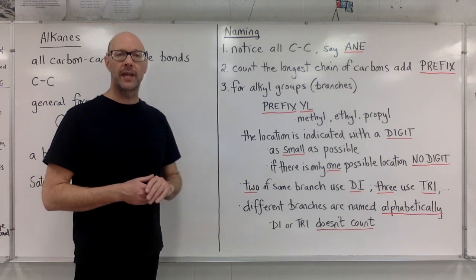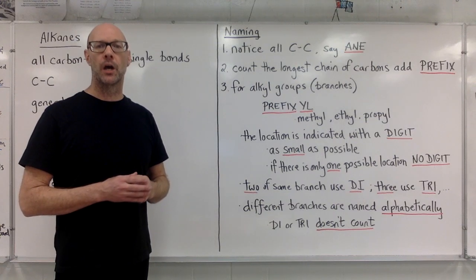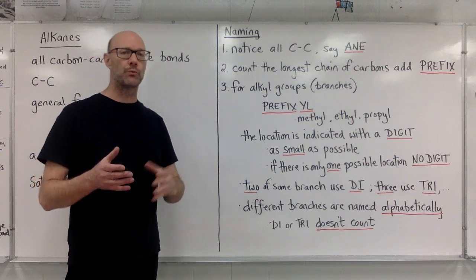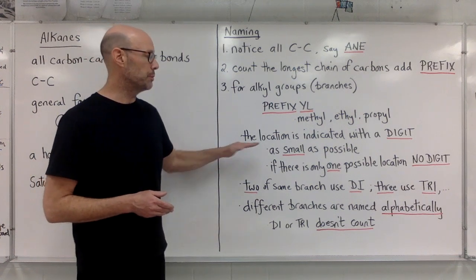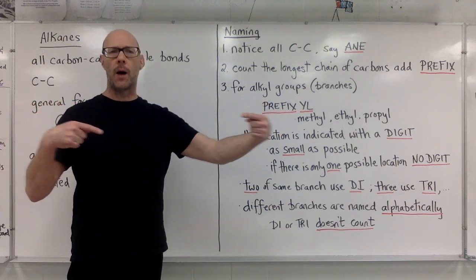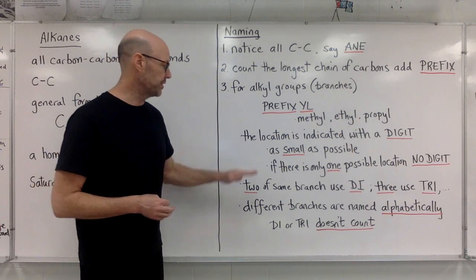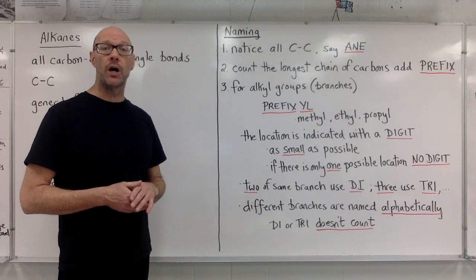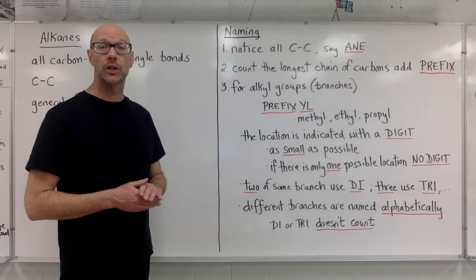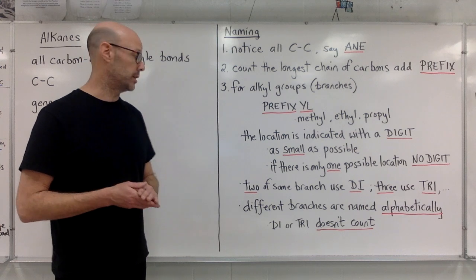We're going to show the location. Which part of the longest chain is the branch attached to? For that, we're going to use a digit, an actual number, 2, 3, 4. This digit, we need it to be as small as possible. We're going to find ourselves counting in opposite directions to keep that number low. A surprising thing is, if there's only one possible location for one of these alkyl groups, then we're not going to use a digit. It simplifies it if we can't use a digit.